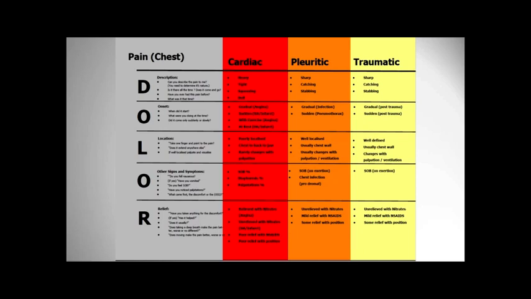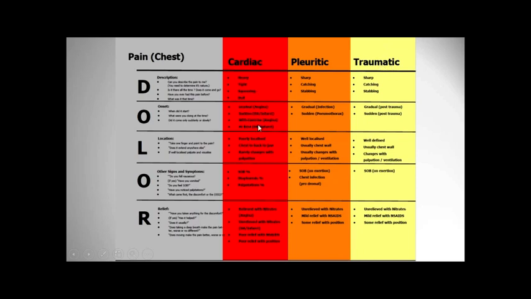There you have something that you can use for your differential, for your OSCEs, for your practice. Description of the pain, onset of the pain, location, other signs and symptoms, relief of the pain. You can use the mnemonic DOLOR in order to remember this. And then you have the cardiac, the pleuritic, and the traumatic pain. Notice how the description of the pain in the cardiac is heavy, tight, squeezing, dull. In the pleuritic and traumatic it tends to be stabbing, sharp pain.